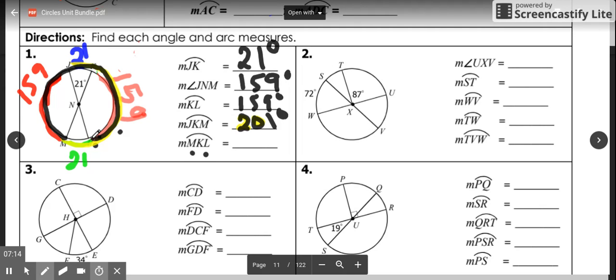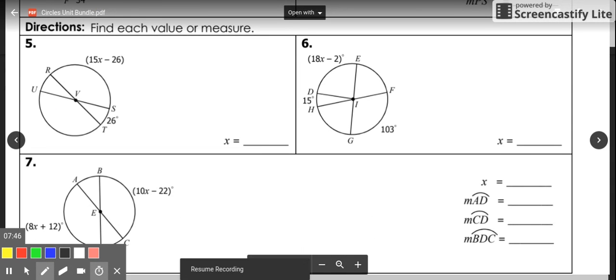So if I add those together, that'd be 159 plus 21 plus 159. Or I could think of another way. The whole entire circle is 360 degrees. I'm just leaving out or subtracting off the little 21 degrees. So if I do 360 minus 21, I would get 339, which would be the same thing if I was to add 159, 21, and 159 together.